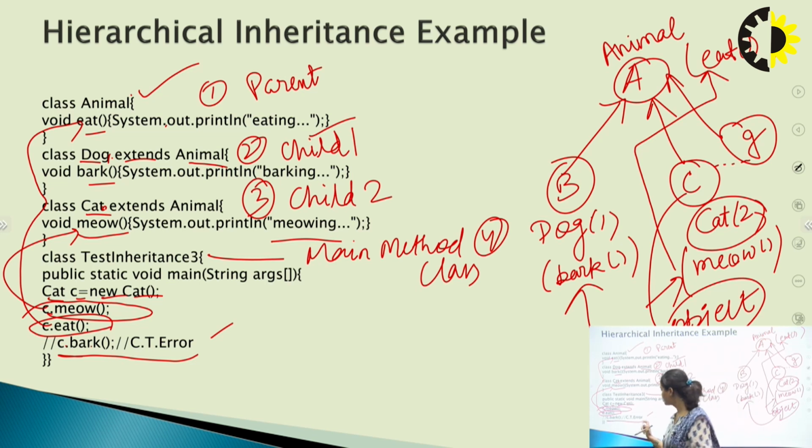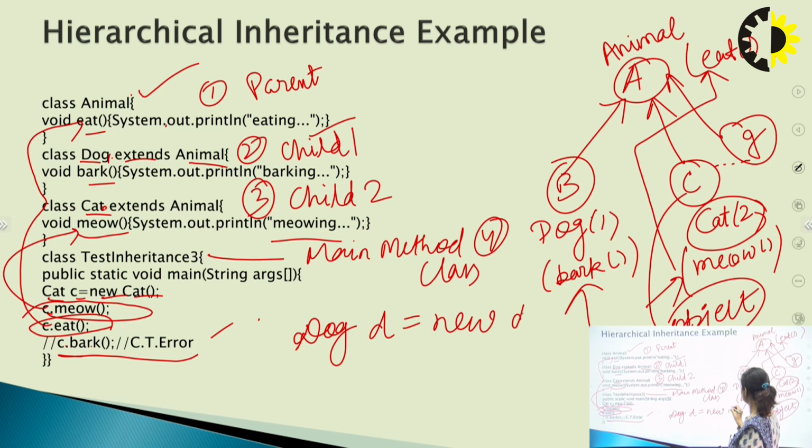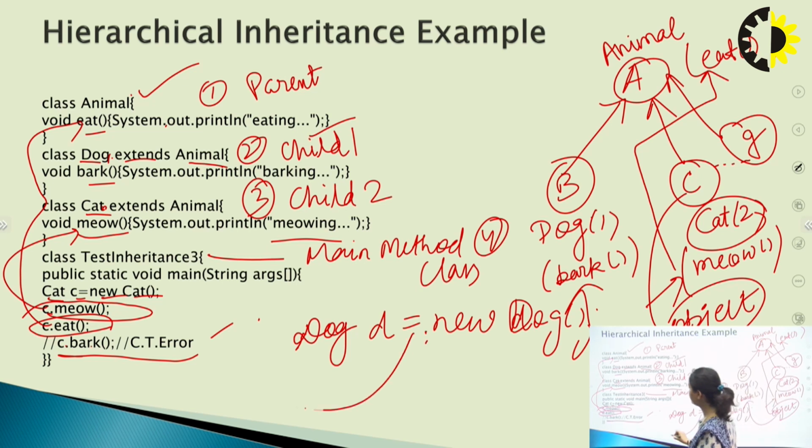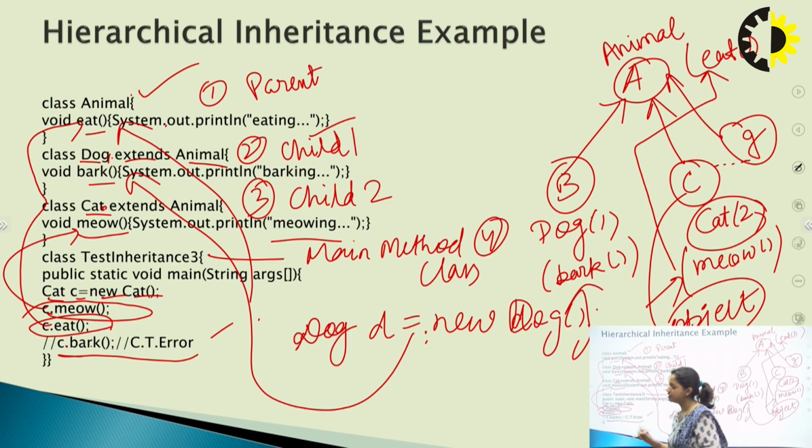By creating one more object like this. The Dog class has its own object, dog, so d equals new Dog. Then it will be capable of accessing its own method named bark and its parent class method eat.